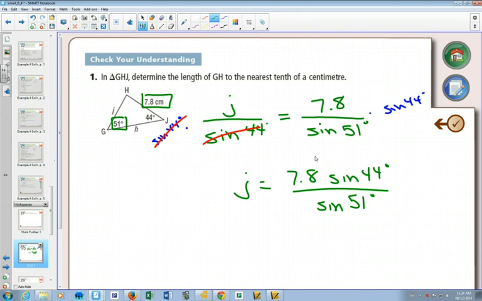And you get, you make sure that you're typing 7.8 sine 44. And you might want to use your fraction button on your calculator. I got 6.97. How do they want us to round? Nearest tenth? 7.0 centimeters.